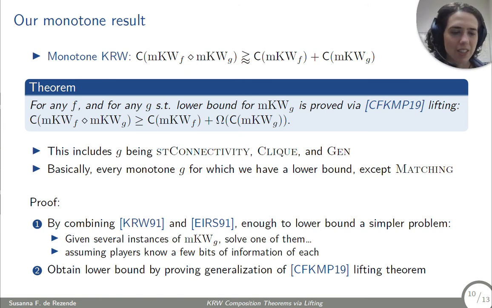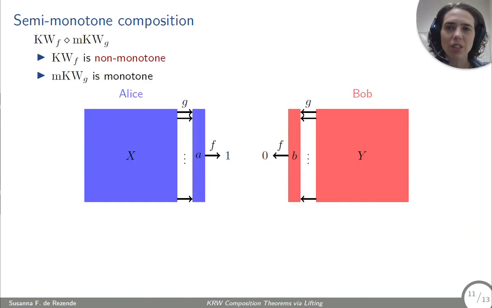Now, our semi-monotone result. We define semi-monotone composition. Here we have that for the KW game on F, we consider the non-monotone version, but for G, we consider the monotone KW game on G. And here's an informal definition of what this composition is.